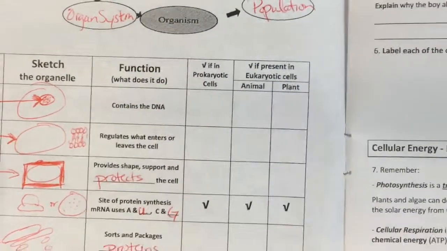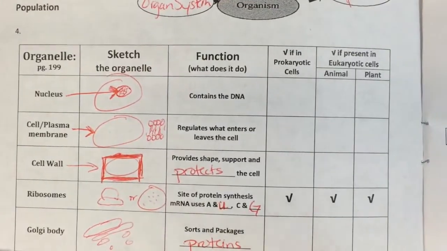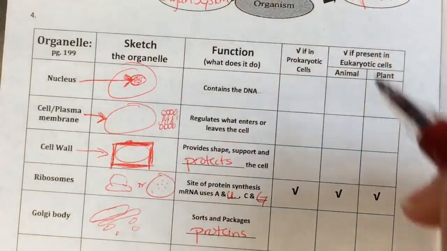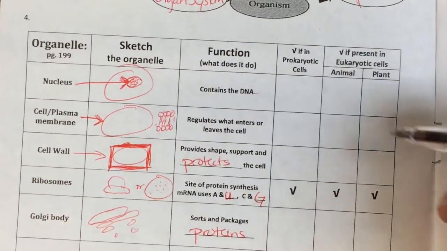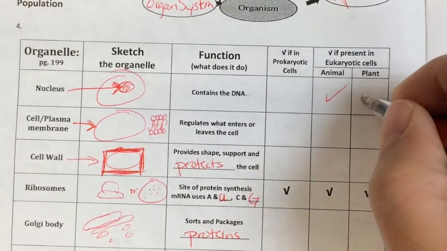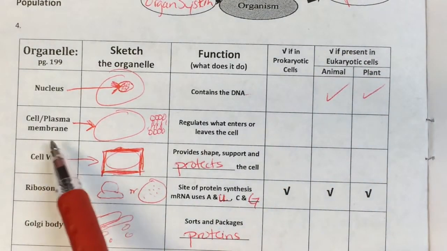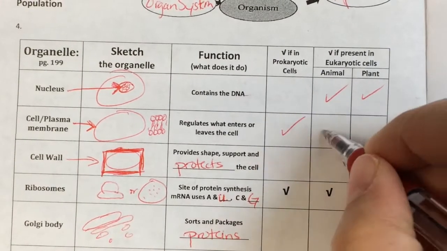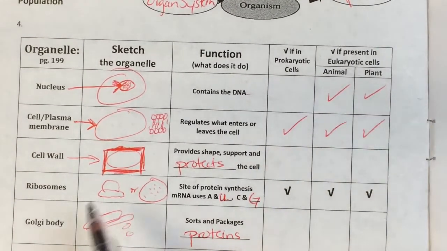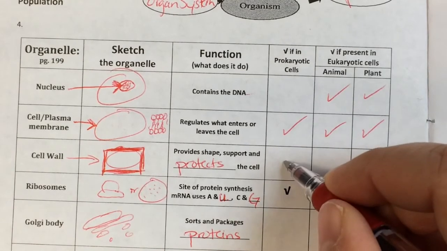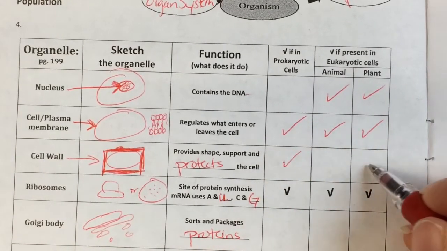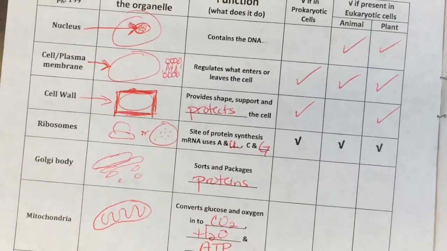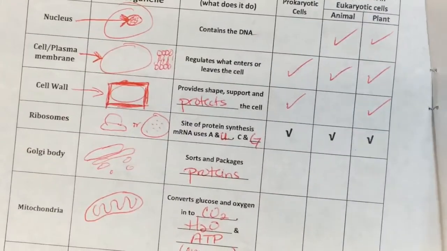So now if we go back up here, let's see where everything is. We put a check mark if we find it in those cell types. Nucleus, we do not find in prokaryotic cells, but we do find it in animal and plant. A cell or plasma membrane, we find in prokaryotes, animals, and plants. Cell wall, we find sometimes in prokaryotes, and also in plants, but not in animal cells, because otherwise you'd be stiff as a board. You have to move around.